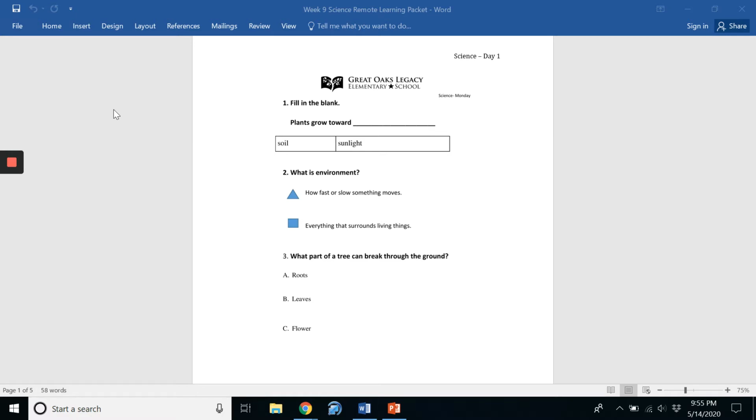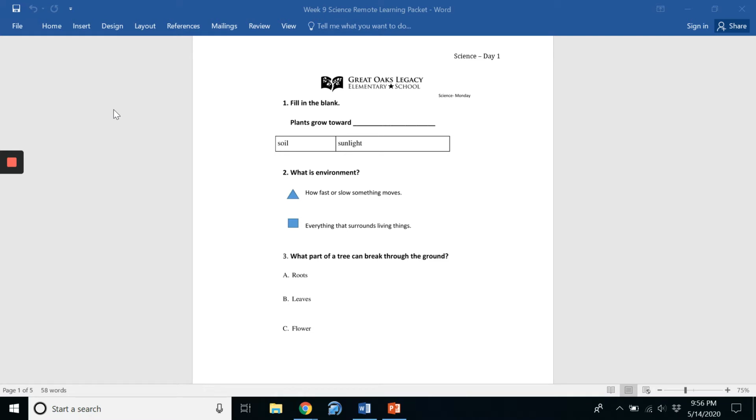Now put your finger on number 2. What is an environment? So put your finger on the triangle. Is it how fast or slow something moves? Or put your finger on the square. Is it everything that surrounds living things? So go ahead and circle the right one.